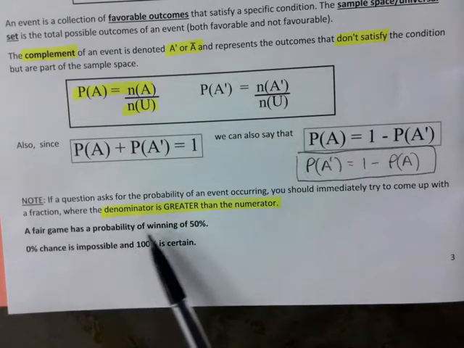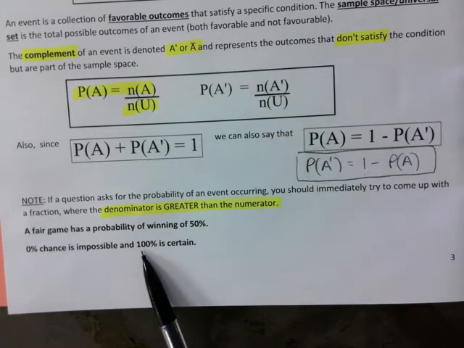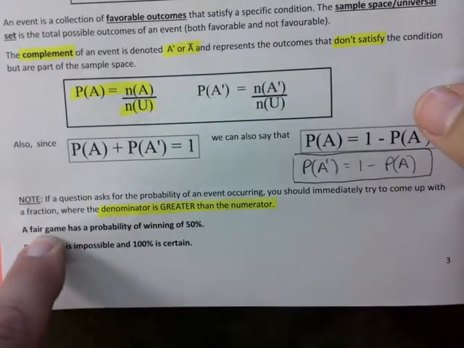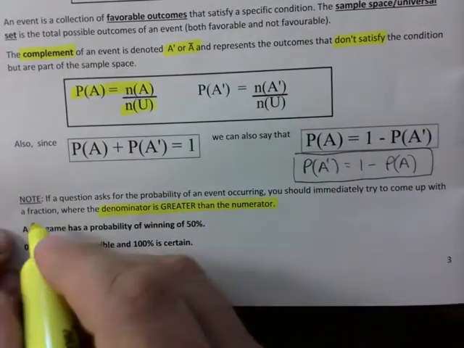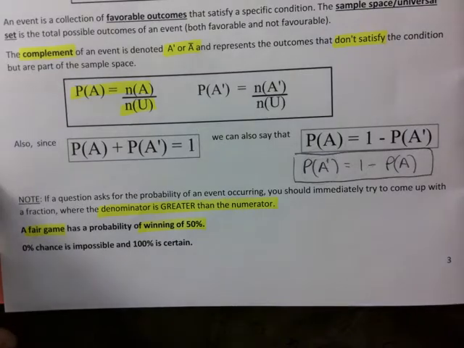A fair game has a probability of winning of 50%. A 0 chance is impossible, while 100% is certain. So if you have a 40% or a 30% chance of winning a game, it's not considered fair, because most of the time the person running the game is going to win. 50% is considered a fair game. That's probably worth highlighting. The other ones you know: 0 is impossible, 100 is certain. No news there.